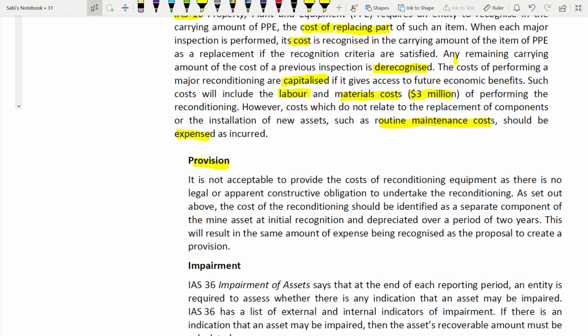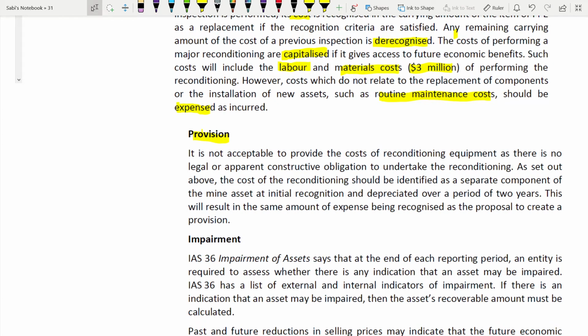Now let's talk about provision. It is not acceptable to provide for the cost of reconditioning equipment as there is no legal obligation. You cannot provide a provision for this. Not acceptable because there is no legal or even constructive obligation to undertake this reconditioning. Very clearly, in the case study they have told us there is no legal obligation. Because to recognize a provision, you have to have a legal obligation that you will be undertaking reconditioning. If it's not there, no provision.